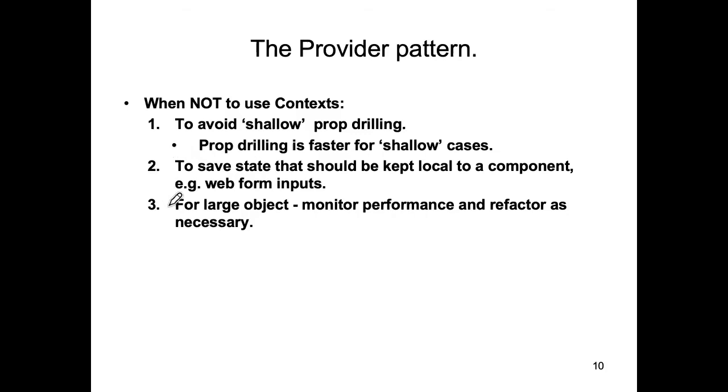But the third one is if the data that you're putting into the context are very large objects, then it's argued that they could potentially impact on the performance of your application. Now, having mentioned all three of those, you needn't worry about them from your app's point of view. I will not be looking to see, are you misusing context in your submission?